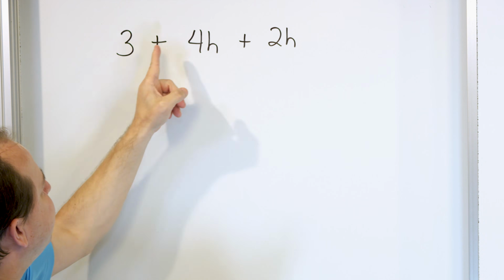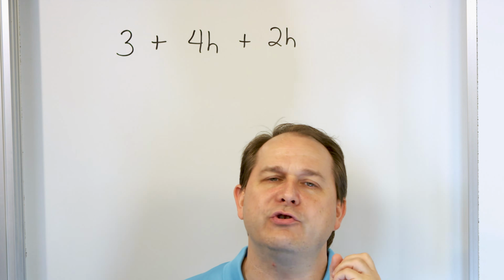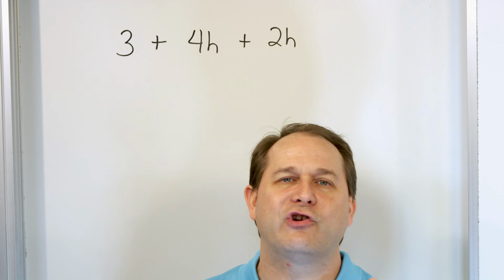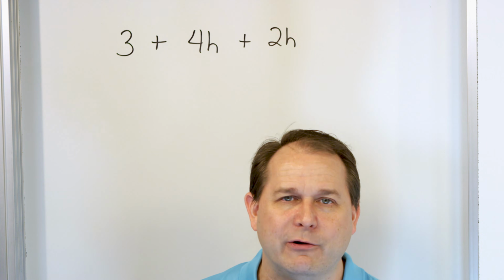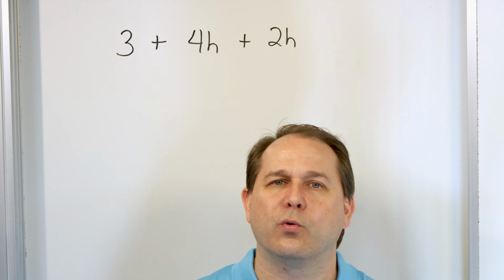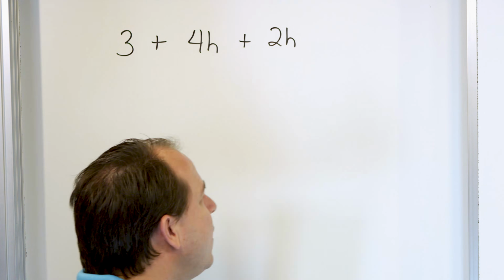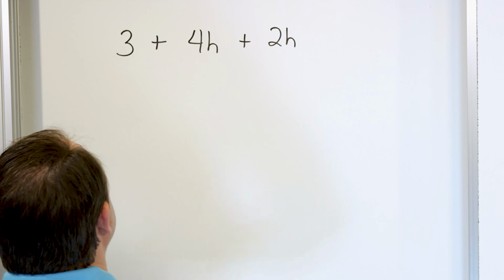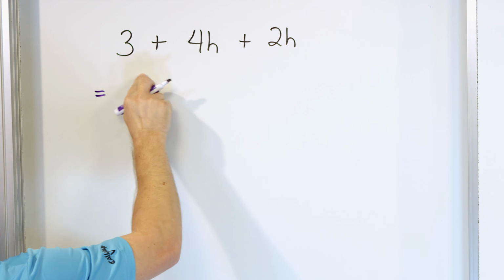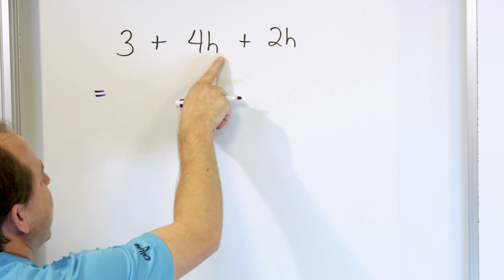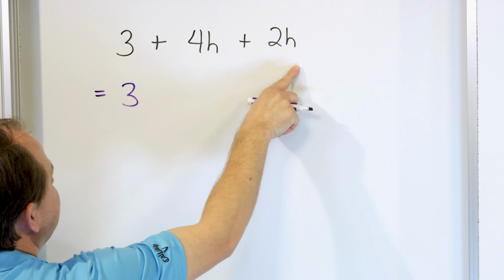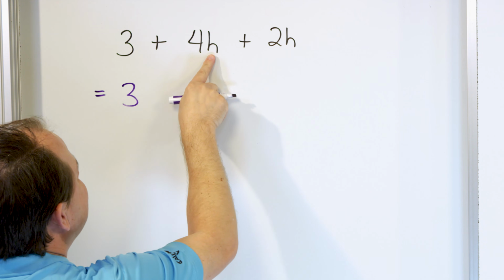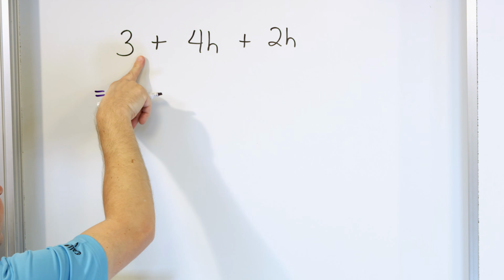A lot of students try to just add the numbers together, but here's the deal. You can only add the numbers together if the terms match, or, another way of saying it, if we have like terms. Only then can you add or subtract the terms together. So we have a situation where we want to add the 3 to these things, but these other terms are totally different. We want to, but we can't, because this term has an h, but this one doesn't.